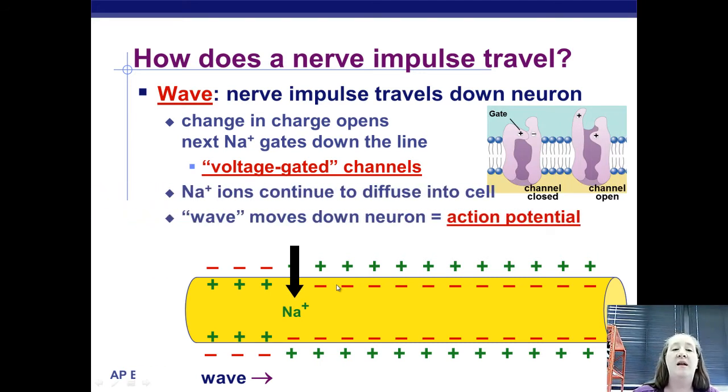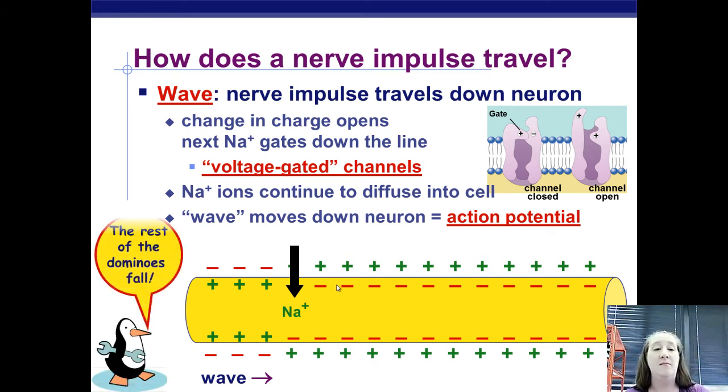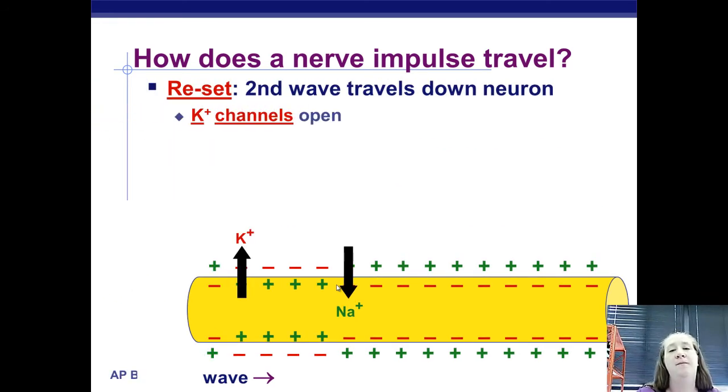Okay? And then, again, it's going to reverse the polarity and keep moving everything down. And it's just going to keep happening. Sodiums move down, open up a channel, more come in. They diffuse down, open up the channel, more come in. It just keeps happening all the way down the neuron.